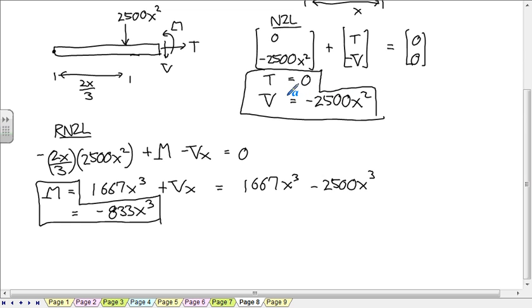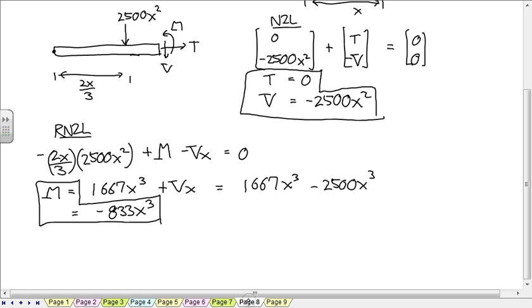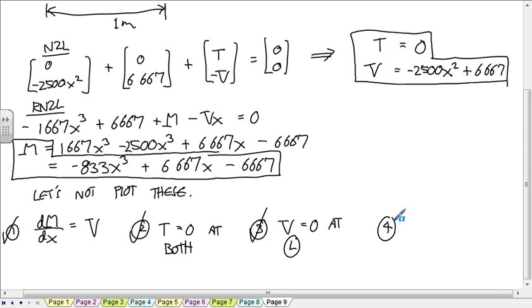So if we're looking for what v does when x is equal to 0, we go to that first cut, plug 0 in for x, and we get that v is equal to 0. So this one checks out. And then the last one, are there point couples at either end? No. So m has to be 0 at both ends. At the left end, plug in x equals 0, and you get m is equal to 0. So that's good.